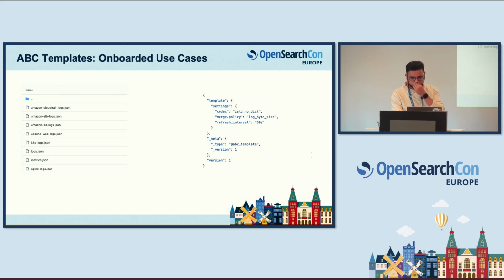So these are the few use cases which we have already onboarded to the templates. For example, logs, metrics, Nginx logs, Kubernetes logs, Apache web logs, and a few of the Amazon service-related logs are already onboarded. And you can choose to contribute and add more use cases that you feel may be needed, and that will help you pay it forward to the community as well. So that's on what use cases we have onboarded.